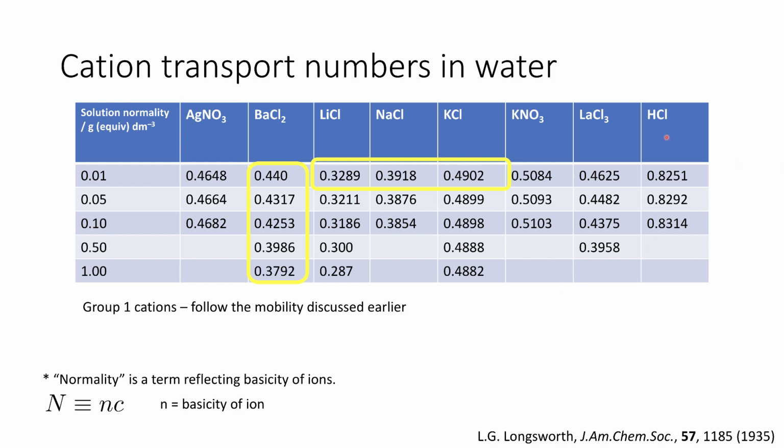However, let's turn our attention now to hydrogen chloride, or HCl. In this case, we're seeing a proton transport number which is exceptionally high. So everything else is about a half, plus or minus a little bit, but the proton transport number is huge. It's carrying over 80% of the current. Why is it that protons are able to carry this?